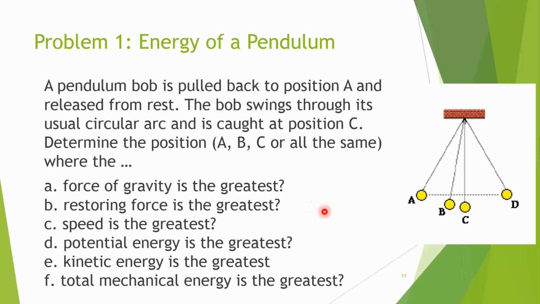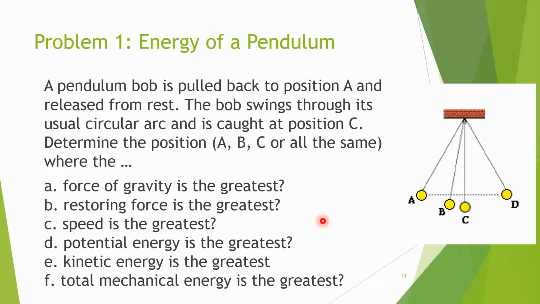So let's do a couple of problems. Let's say we have a pendulum and it's pulled back to position A and released from rest. The bob swings through its usual circular arc, so it's going to go down to C to D and back to A, and it's caught at position C eventually. Let's determine the position where these different properties take place. So where is the force of gravity the greatest? A, B, C, or D?